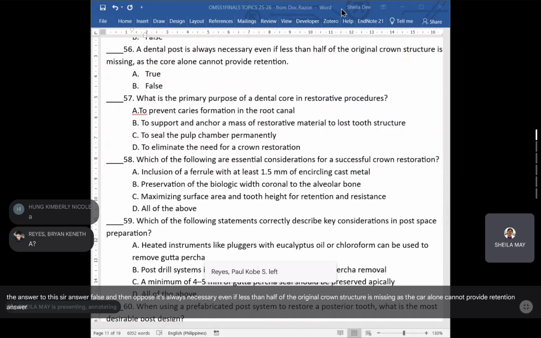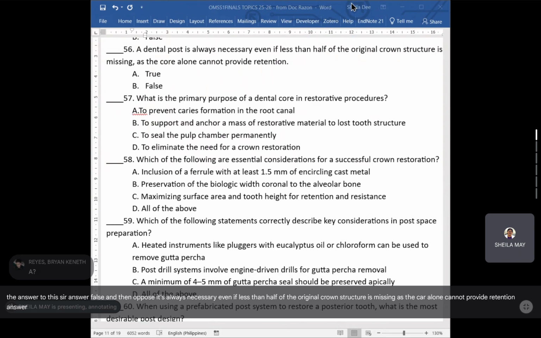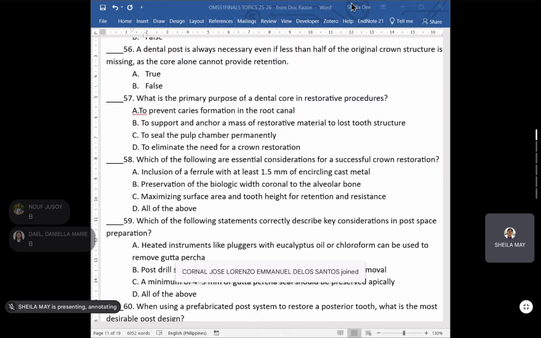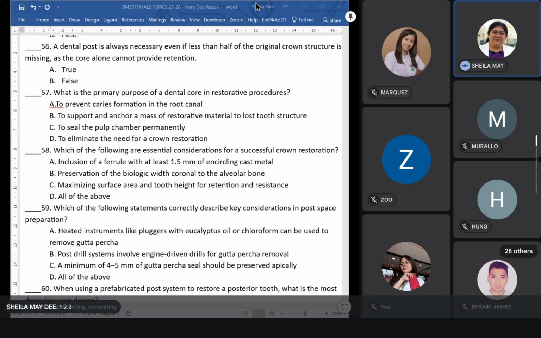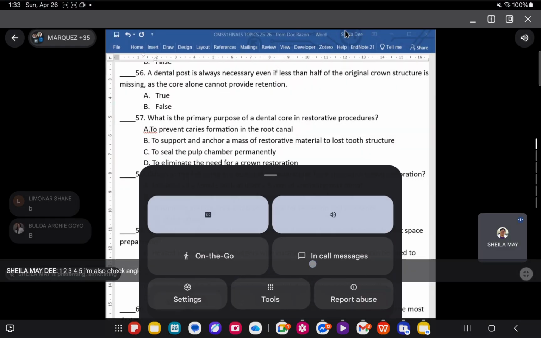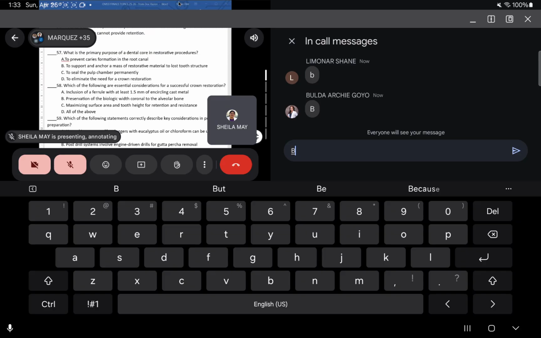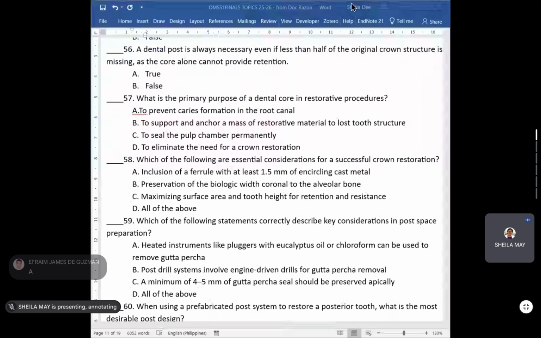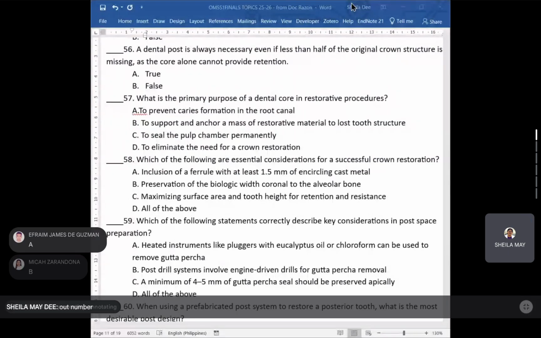Answer. Dalawa pa lang sumasagot. 1, 2, 3, 4, 5. I'm also checking kung ilan na nakabalik, kasi baka connected na kayo. 7. Na-outnumber na ng ano. Mas marami na ngayon B. Okay?